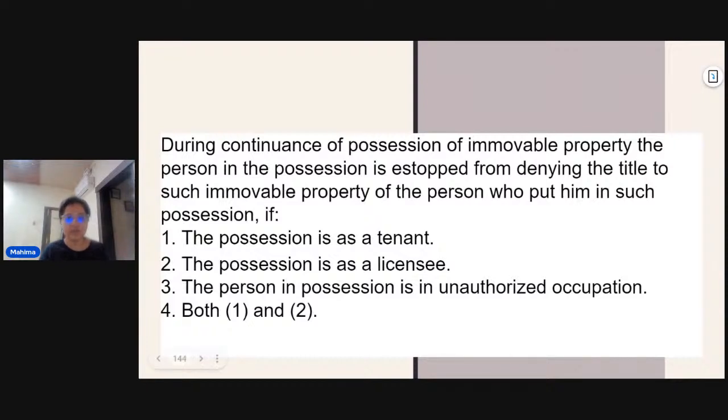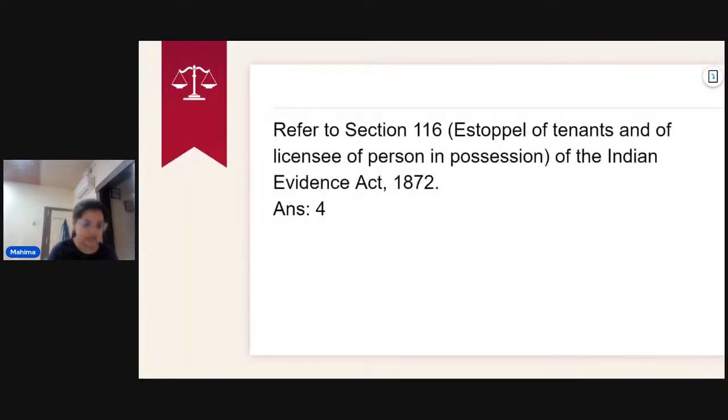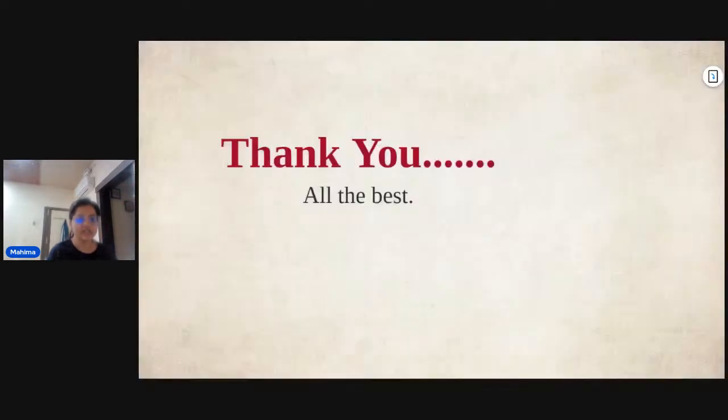During continuance of possession of immovable property, the person in possession is estopped from denying the title to such immovable property of the person who put him in such possession. If the possessor is a tenant, a licensee, an authorized occupant, both one and two, or an unauthorized occupant. Everyone, Priyanka is right. It is mentioned under section 116 of the Indian Evidence Act. So that was the last question, guys.